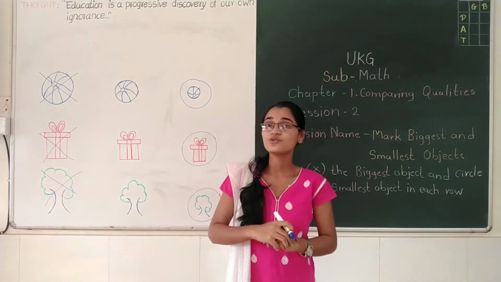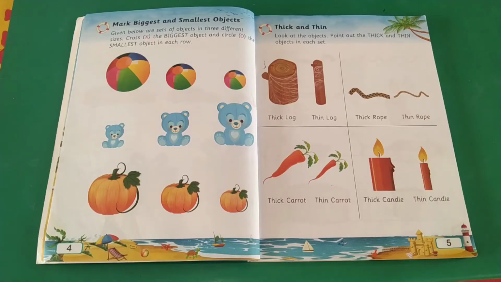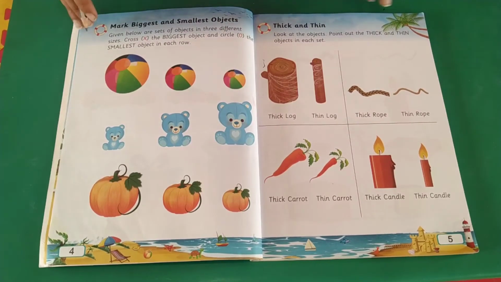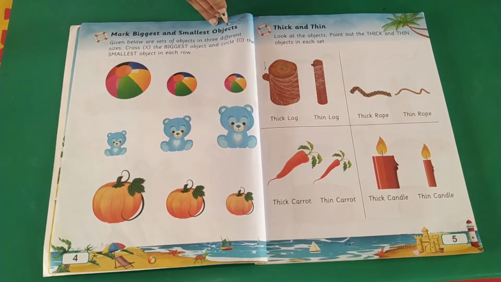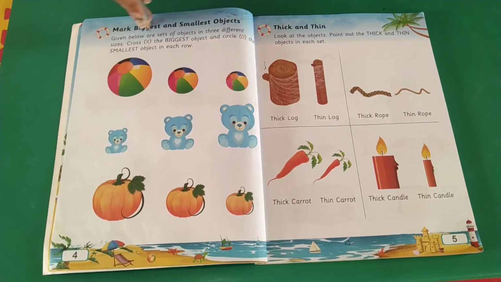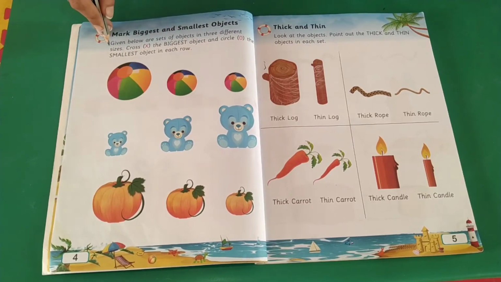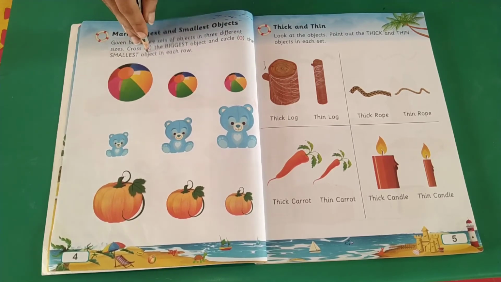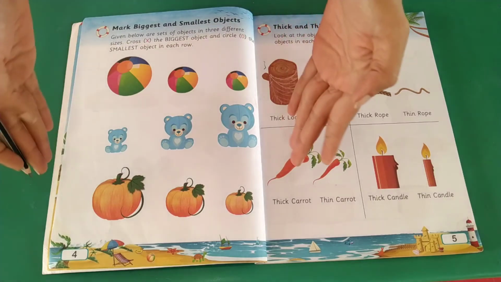Okay, now I am going to show you your math textbook. Now students, look at here. This is your math textbook, okay? Mark biggest and smallest objects. Given below are sets of objects in 3 different sizes. Cross the biggest object and circle the smallest object in each row. As you can see, some pictures are here, right?